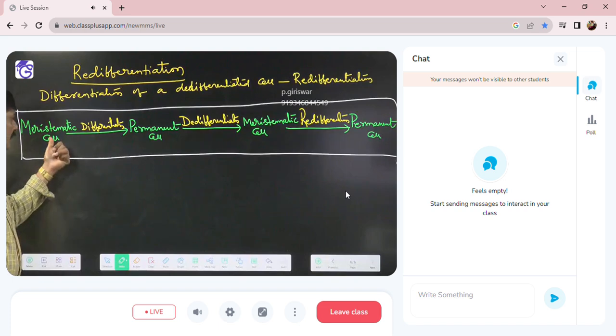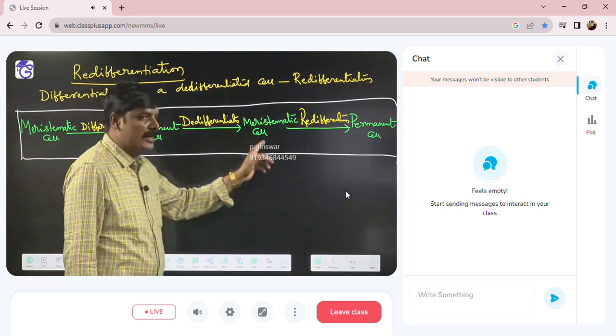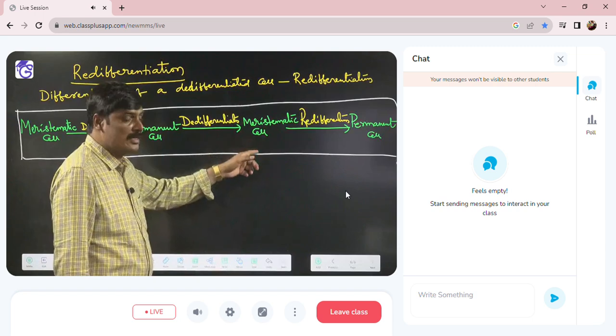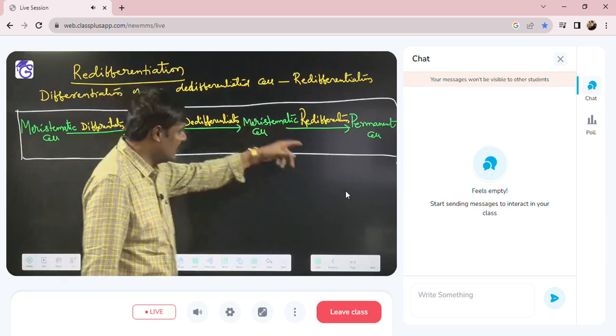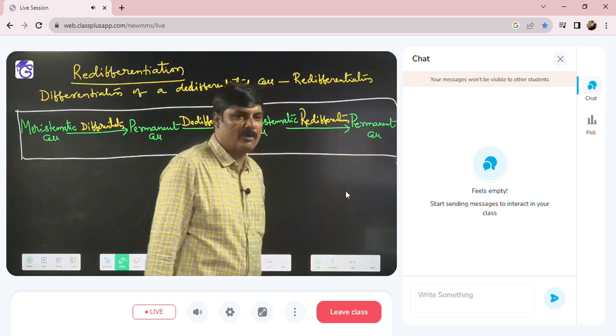Meristematic cell become permanent cell: differentiation. Permanent cell become meristematic cell: de-differentiation. That meristematic cell formed by de-differentiation again undergo differentiation, called redifferentiation, and form the permanent cell.